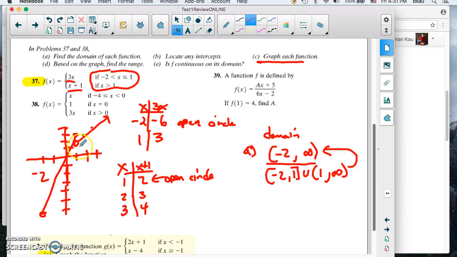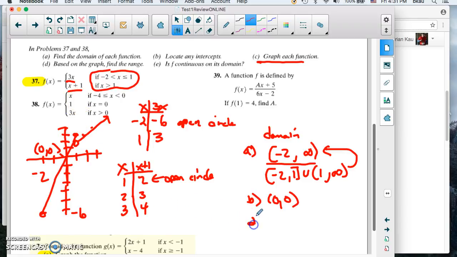Part B is locate intercepts. If we look at the graph after we did part C, the only intercept I see here is 0, 0. That's the only intercept possible. So for part B, 0, 0 is my only intercept. I graphed it, and based on the graph, find the range. The range is how high and how low does it go? Well, it goes all the way down to -6 and then just continues to go up from there.